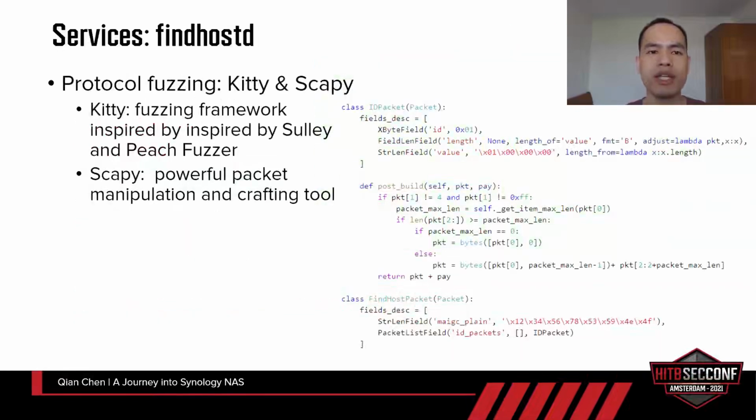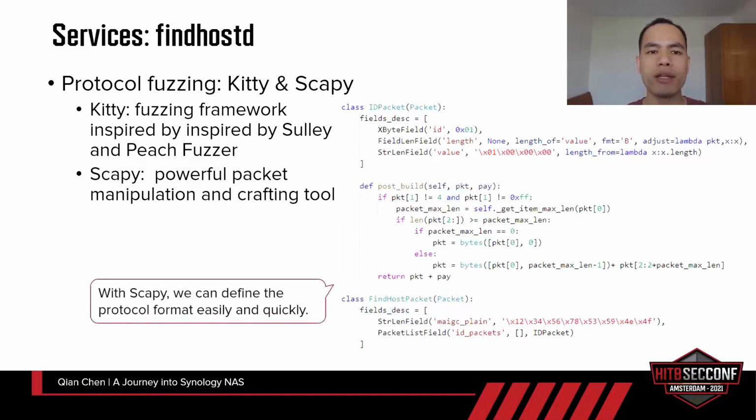Next question is, how robust is the code for parsing the packets? Because I'm too lazy to assess it manually, I resort to protocol fuzzing. I prefer the Kitty and Scapy frameworks, which are very convenient and flexible. With Scapy's power, we can define the protocol format easily and quickly.